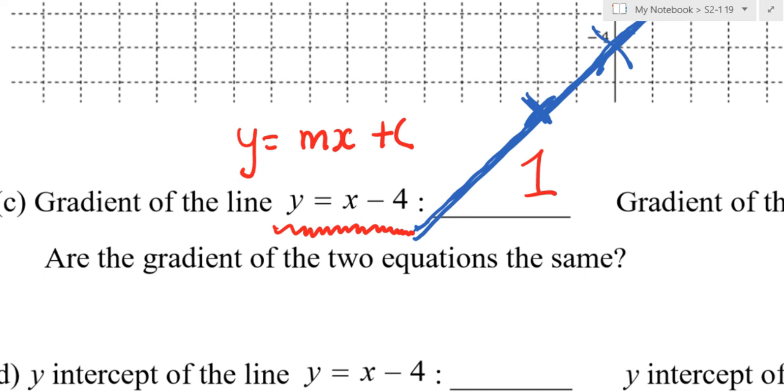Now, it is not 7, Orlando. What is the number in front of x? No number, right? No number means 1. So this is 1. Therefore, since this is 1, we say that the gradient m is equal to 1. Can you follow? Orlando, can you help me? This is plus c. What is the c value here? No lah, where got 4? Negative 4. Can you follow?